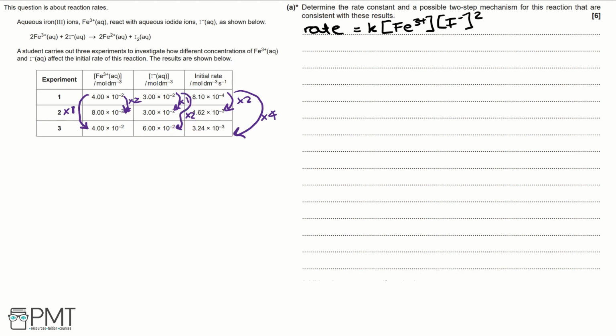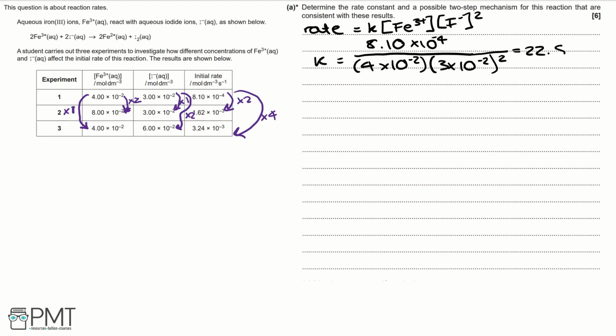We can then use this information to work out k. And k equals the initial rate, so if we take experiment 1 and its values, it would be 8.10 times 10 to the minus 4, divided by 4 times 10 to the minus 2, multiplied by 3 times 10 to the minus 2, all to the power of 2. And that gives us a k value of 22.5.